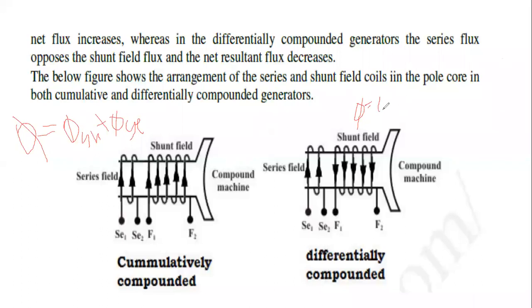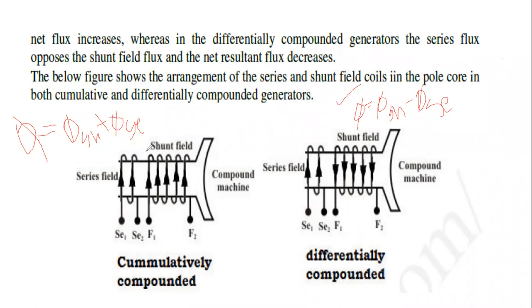Phi resultant is equal to phi sh minus phi sc. Why? Because we are considering the minus. When we observe the figure of the differentially compound generator, the directions of the two fluxes are changed, that is, they are different in the case of a differentially compound generator.